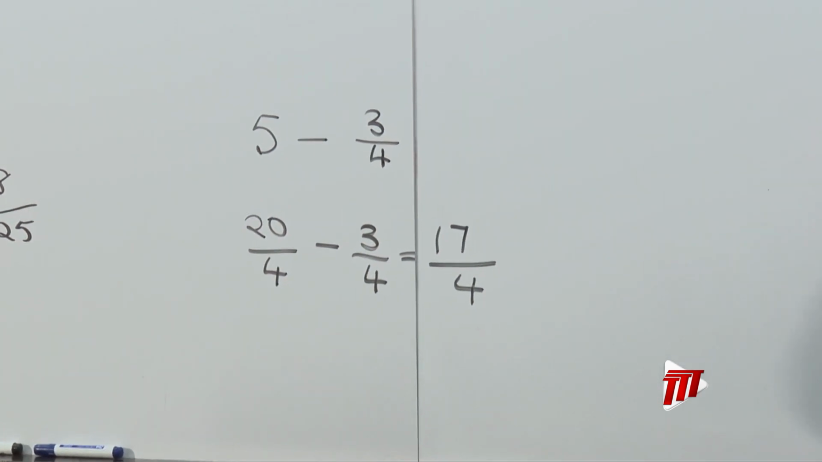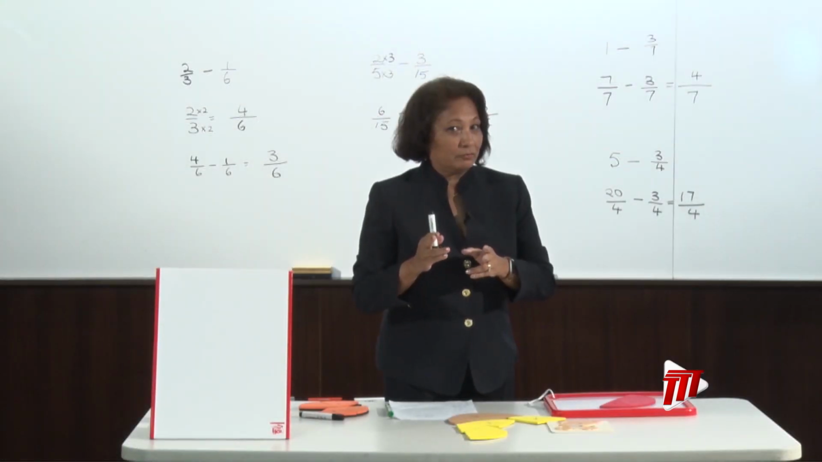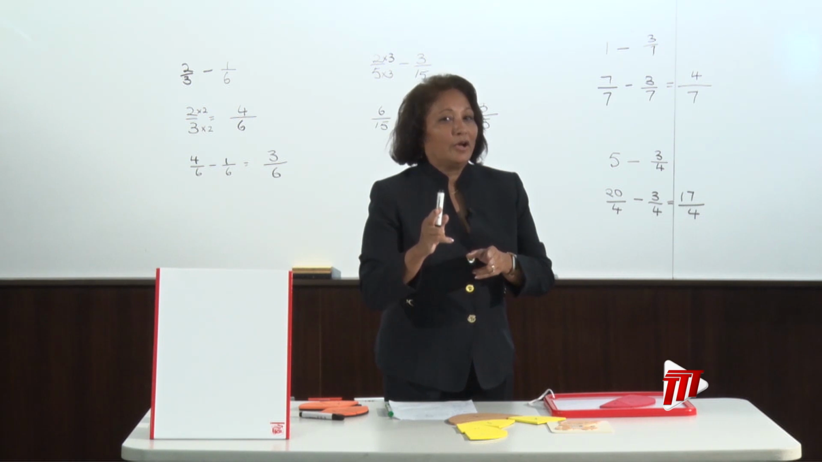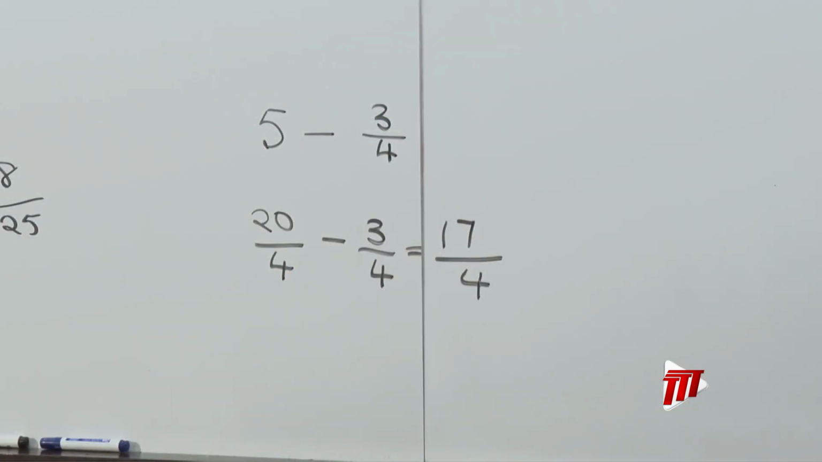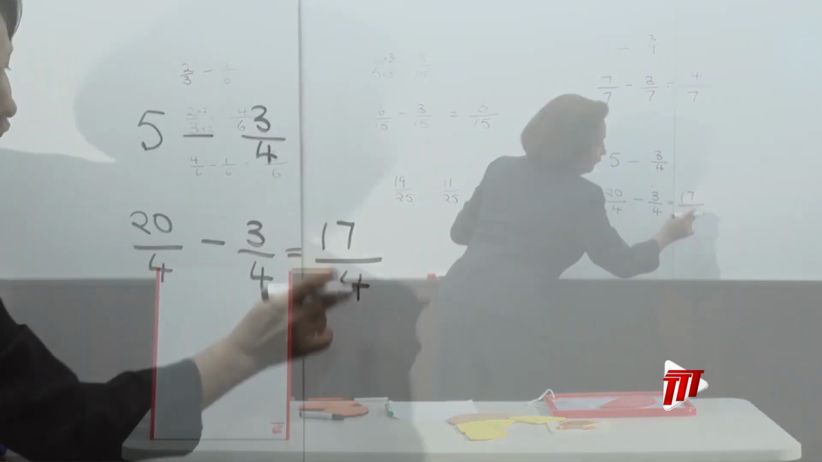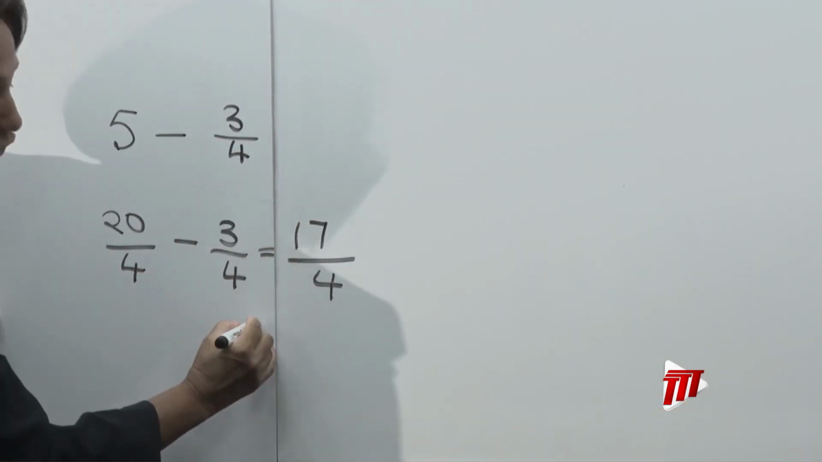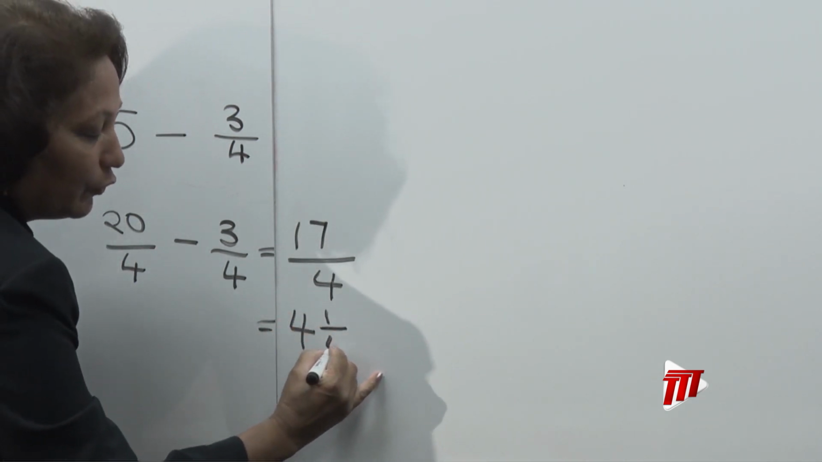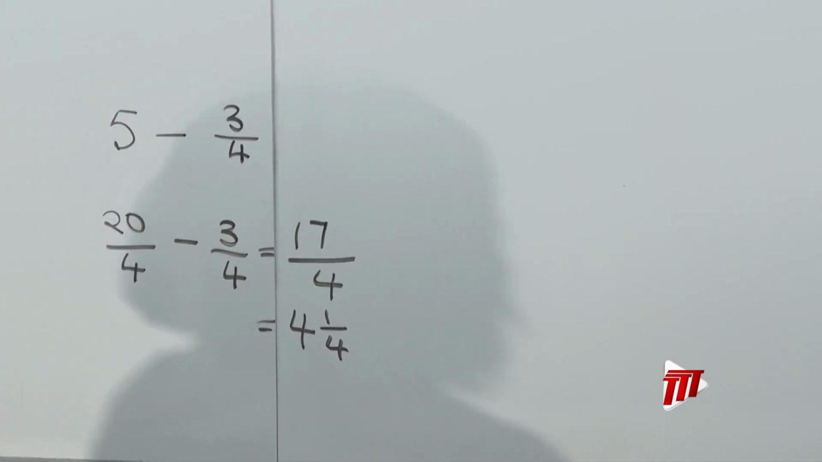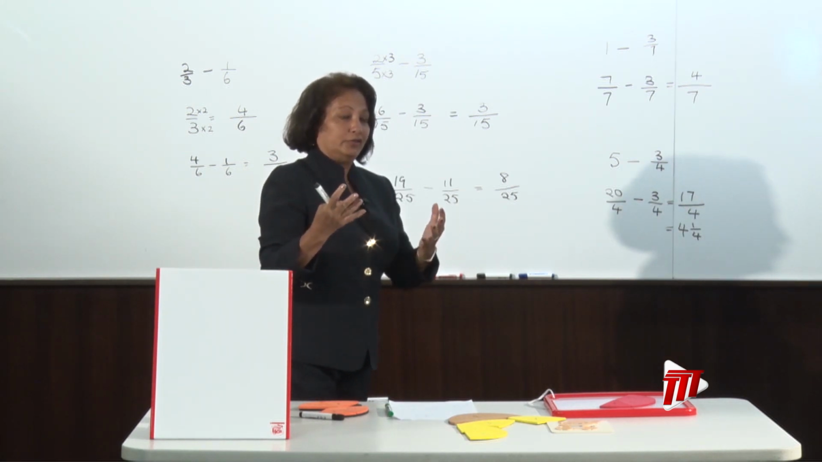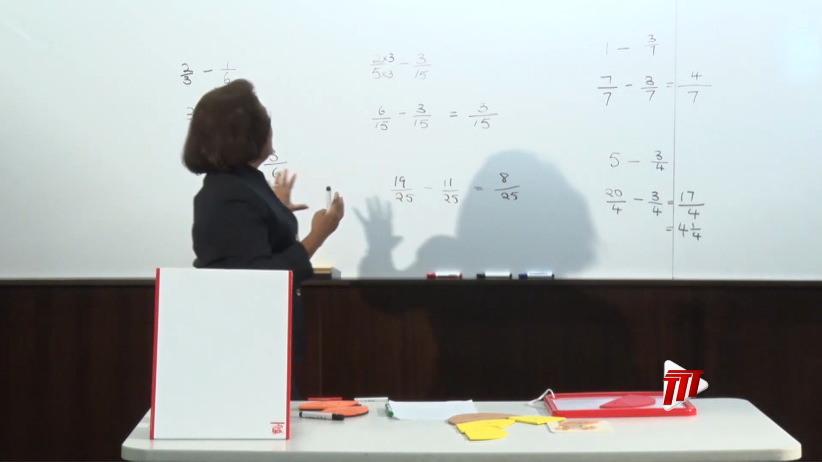17 over 4, 17 quarters, is what kind of fraction? Is it a proper fraction? How do you know it's not a proper fraction? Because the numerator is bigger than the denominator. So I could convert that into a mixed number. And how do we convert to a mixed number again? We divide by 4. So 4 into 17 would give me 4, and I have 1/4 remaining. So your answer would be a mixed number. Okay? So that is how we look at subtraction when you have denominators that are different.